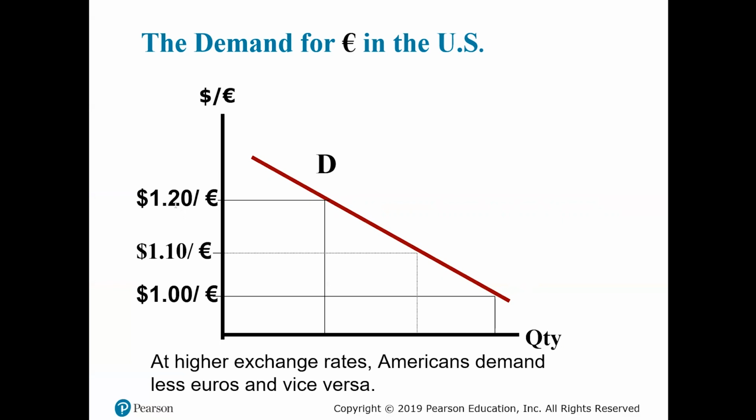In this example, in order to buy 1 euro here at this point, an American citizen needs to spend $1.20. At this point, in order to buy 1 euro, an American needs to spend $1 US. So the value of US dollar is actually increasing. The US dollar is appreciating, domestic currency is appreciating. In other words, the price per euro is going down. So when the price per euro goes down, demand for euro increases, like any other normal good.